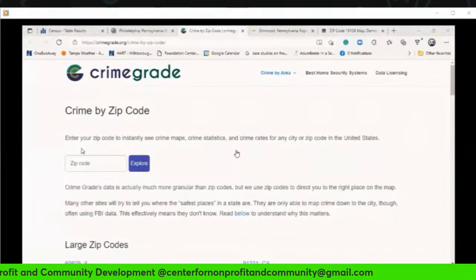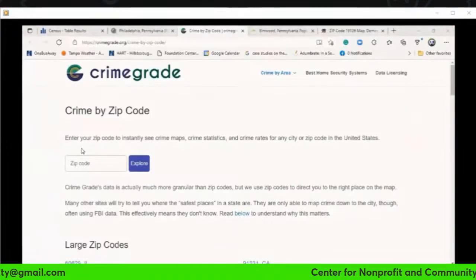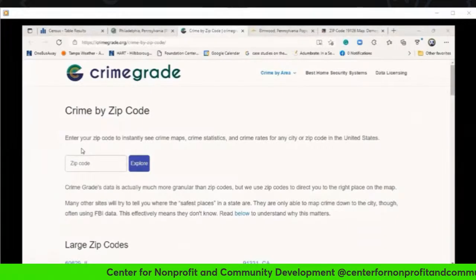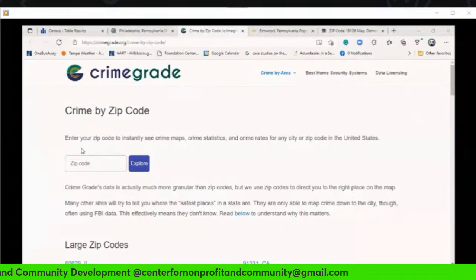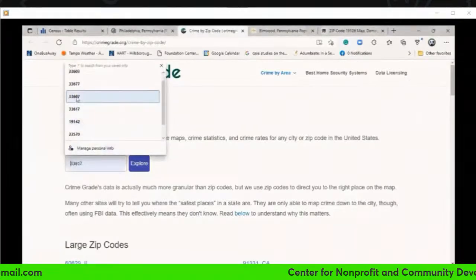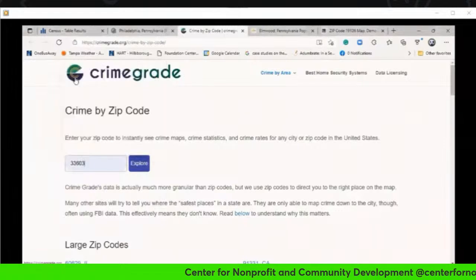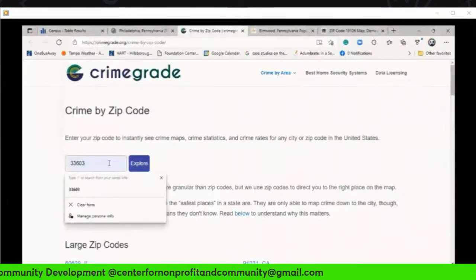If you're trying to get numbers related to crime in your neighborhood, this is a good source, and you can find information by zip code. And there's some other software that's really good as well. But for the purpose of this presentation, we're going to use this because it's easy. So let's say I put down this particular area code, 33603.